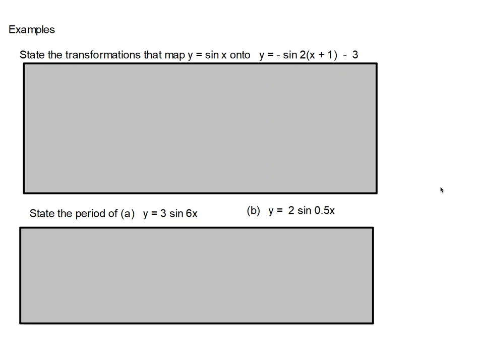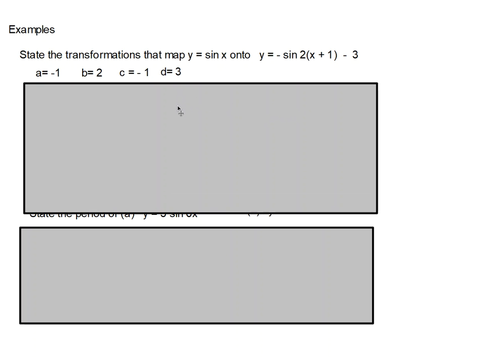State the transformations that map y equals sine x onto y equals negative sine 2 brackets x plus 1, take 3. Now you might want to stop the video and try and answer that for yourself, and then restart to check your work. Okay, here's our thinking. Here's the solution.